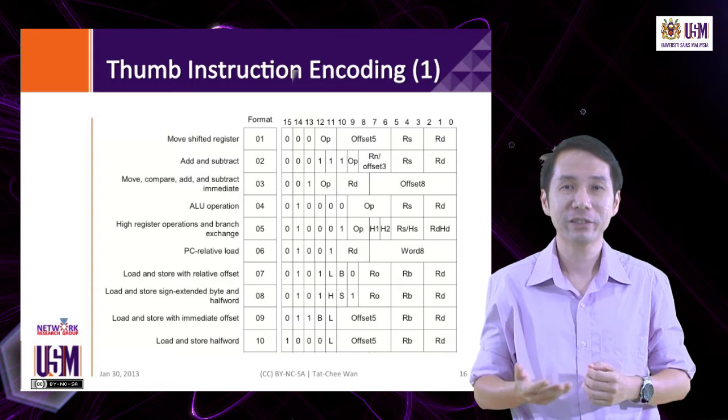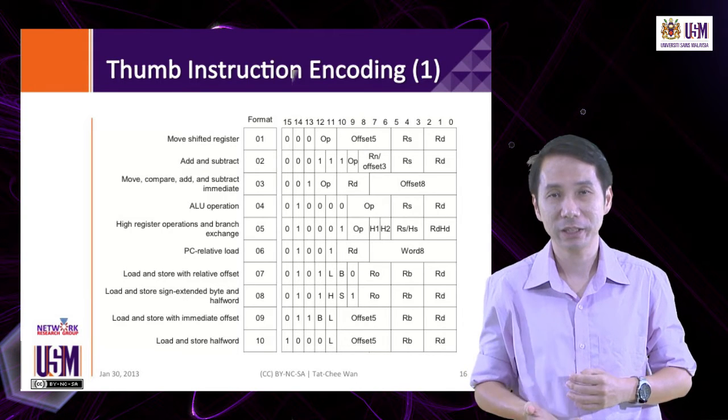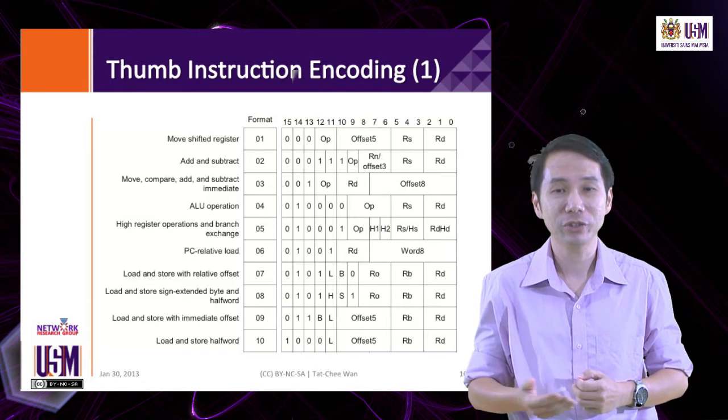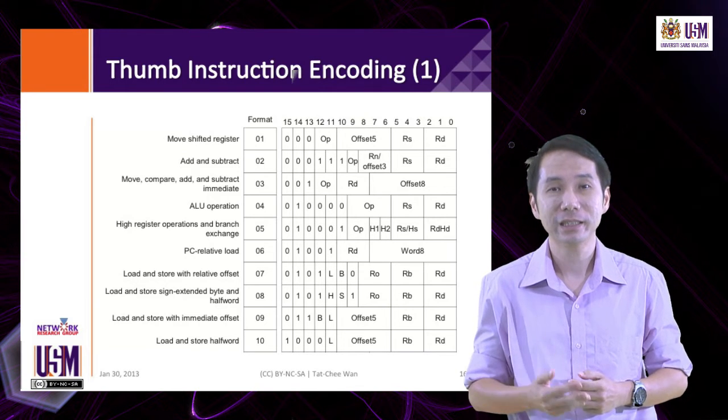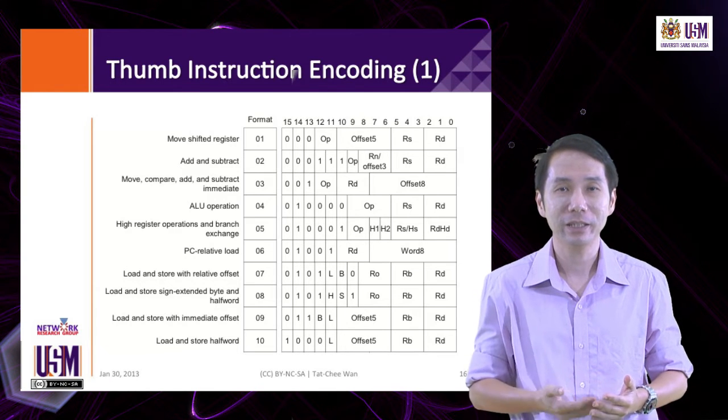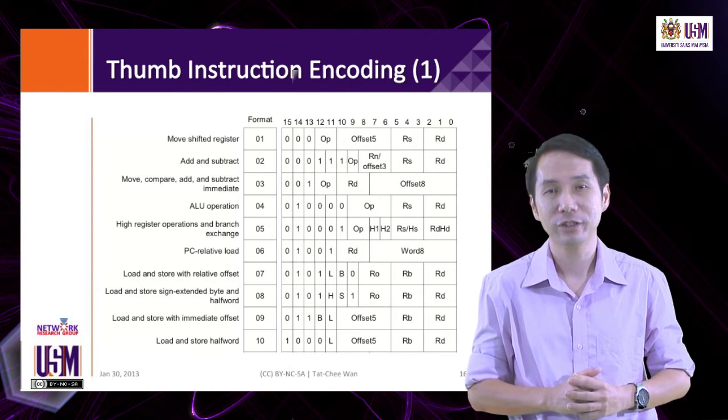For the rest of the thumb instruction encoding, the story is pretty similar. The only thing to note is that the branch and link instruction, shown here as a long branch with link, is actually a 32-bit instruction. This is the only 32-bit instruction in the thumb instruction set in the ARM-40 architecture.